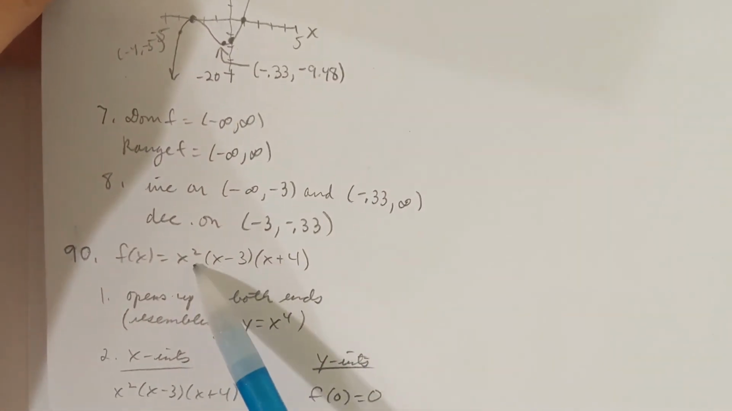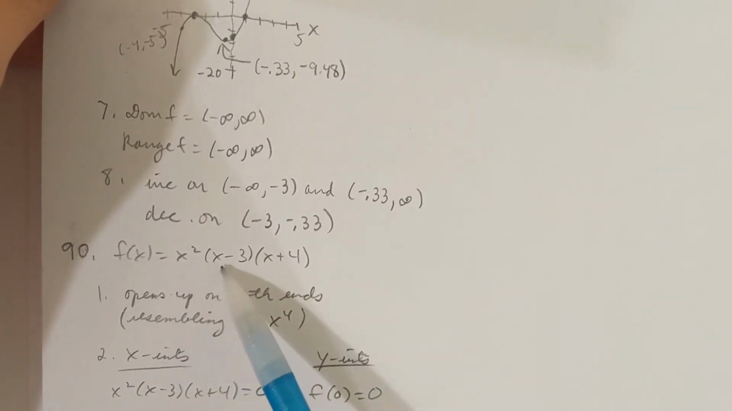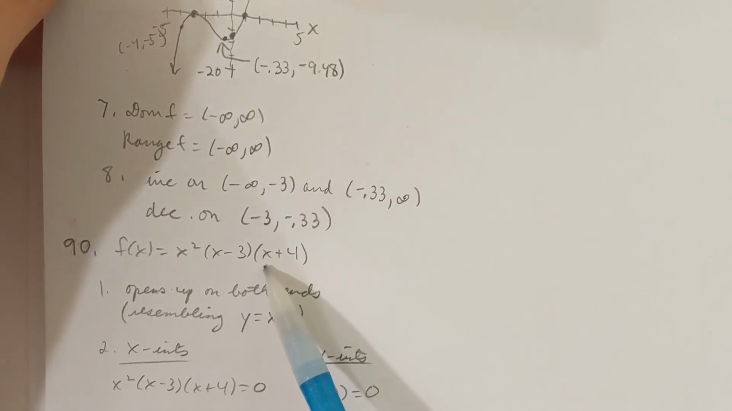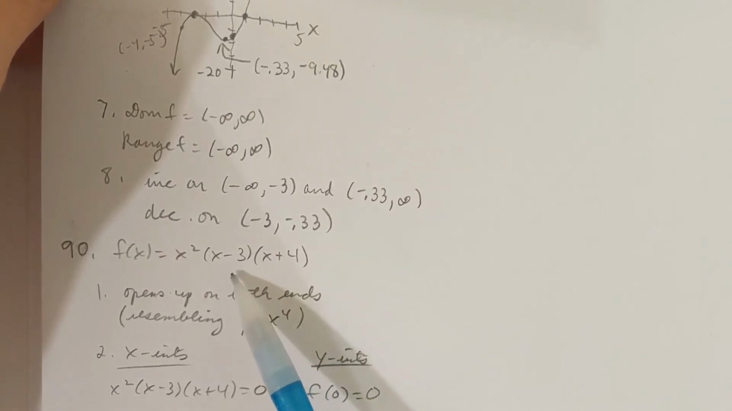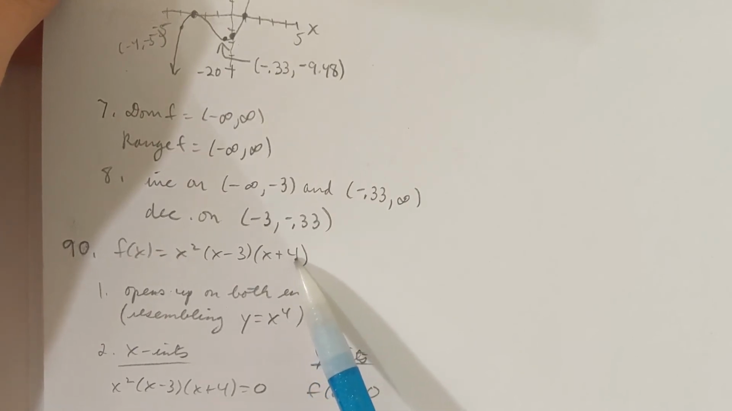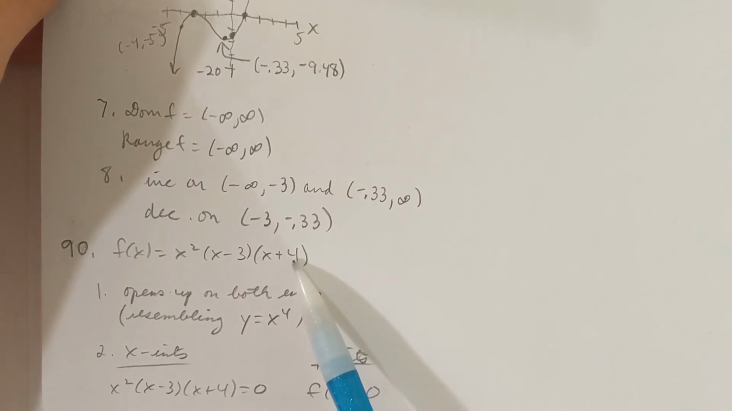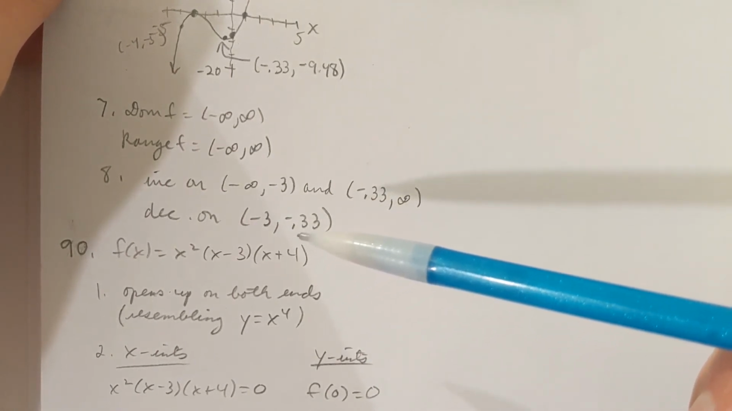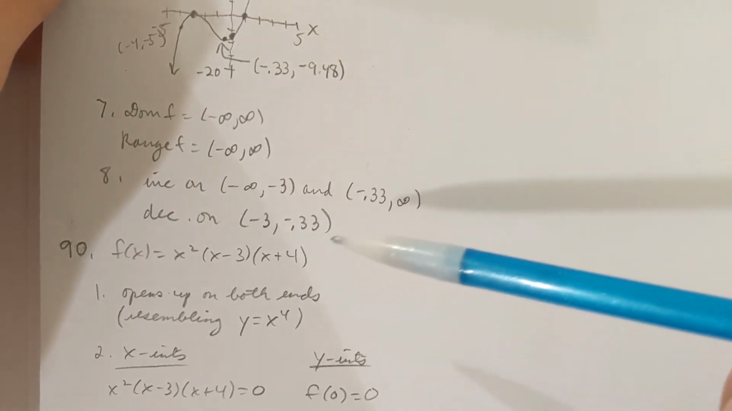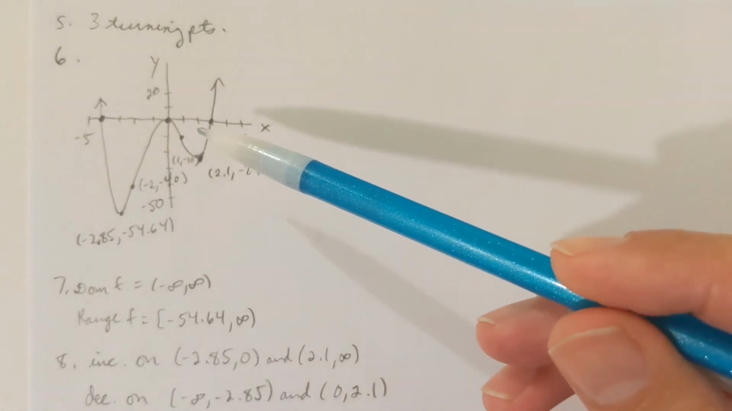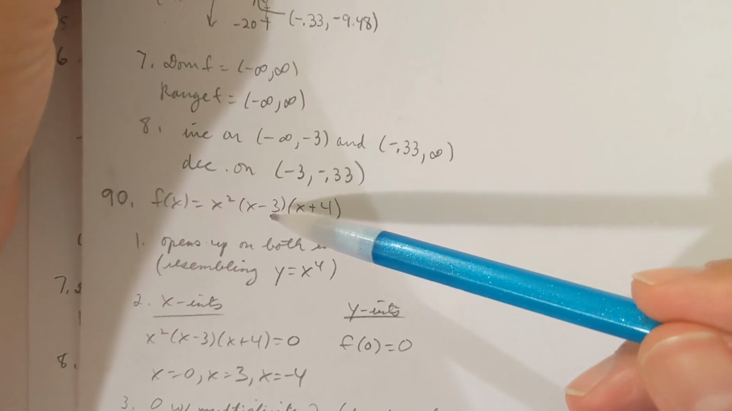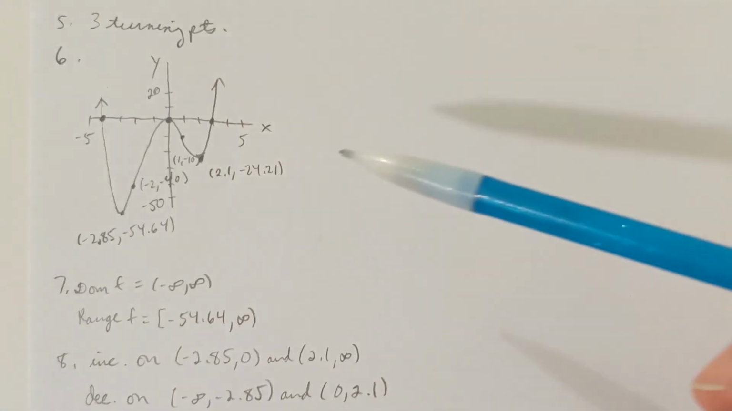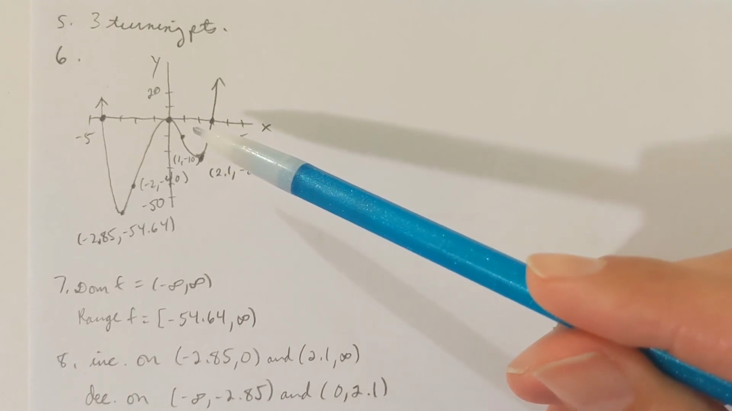So negative 2, negative 40. Let me check that. So negative 2 squared gives me 4, times 5 is 20, then negative 2 plus 4 is 2, so 20 times 2 is negative 40. Okay, and then 1. Let's see here. 1 times negative 2 is negative 2, times 5 is negative 10. Okay, (1, negative 10) is right there.